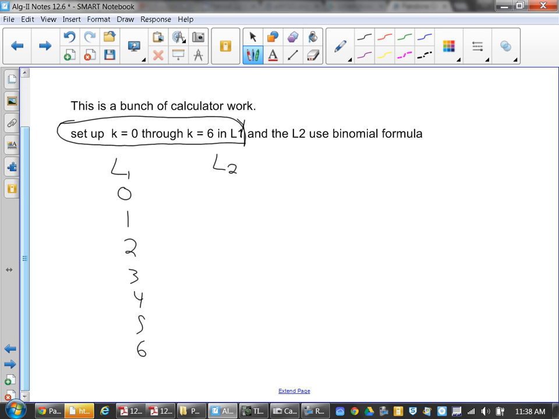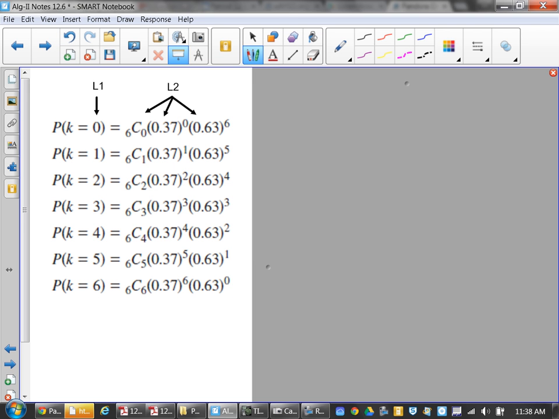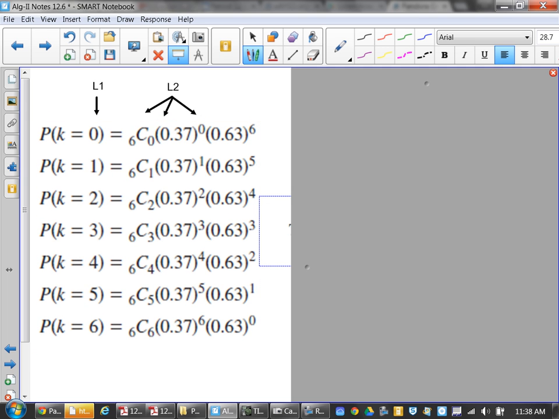So let me pull this up on the next slide here. What we're doing here is these values are nothing more than starting at 0. So it's 6 choose 0, 0.37 to the 0, 0.63 to the 6, and just putting that into your L2. Okay? Don't calculate it and then put it in, just do the calculations in L2.